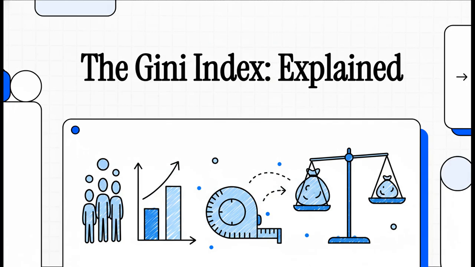We hear about it all the time, right? Economic inequality. The gap between the rich and the poor, it's constantly in the news. But have you ever stopped to wonder, how do we actually measure that? I mean, how do you take this huge, complicated social problem and boil it down to just one number that we can all understand and compare?